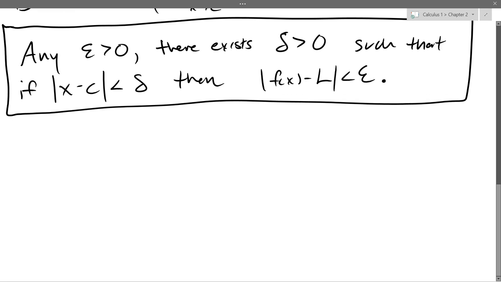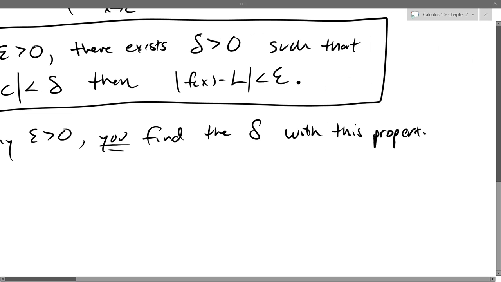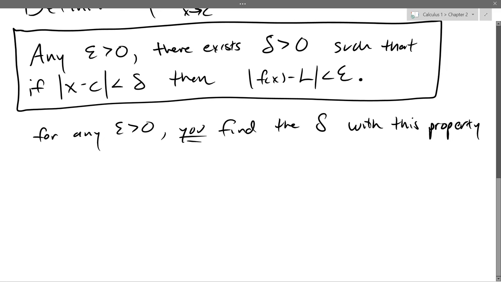Is delta and epsilon any specific? The only thing specifically, they are not zero and not negative. Okay. So that's all we know about them. Now, it has to work for any epsilon. What you're going to do is, for any epsilon, you need to find a delta that has this property. So that's how we're going to go about showing this. So for any epsilon greater than 0, you're going to find the delta with this property and then show you're correct.